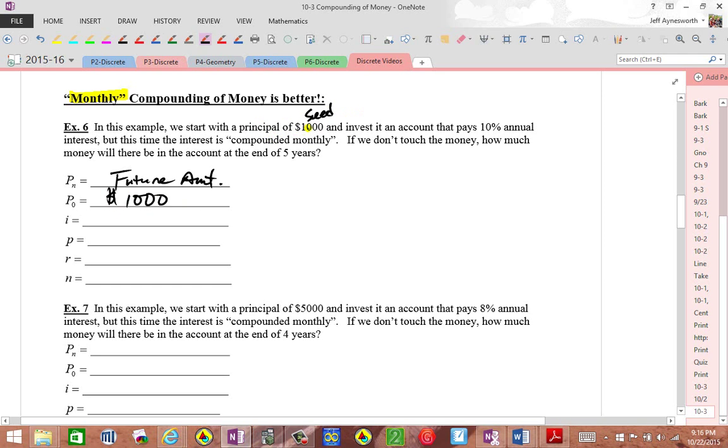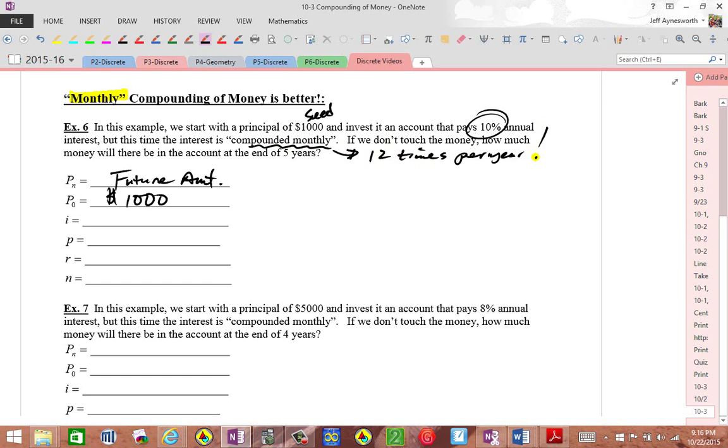I don't know. So, anyways, you invested at 10% interest rate, but this time it's compounded monthly. That means 12 times a year. Not once a year, but 12 times a year. So we have to figure out what is the interest rate per month. If it's 10% per year, what is it per month?